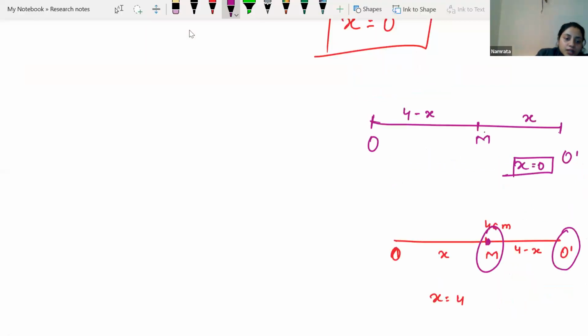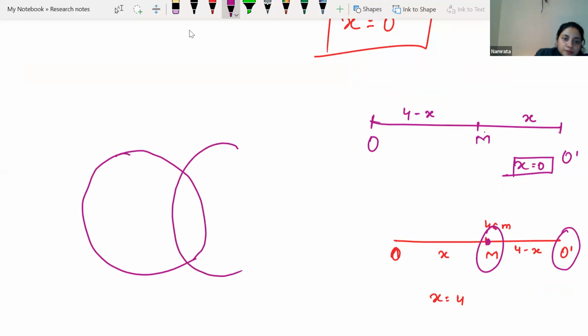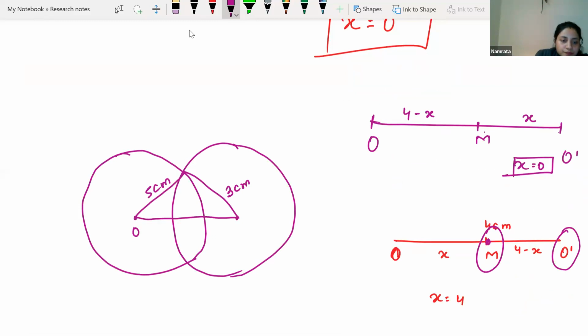So we can draw the figure like this. There is a circle like this. There is another circle like this. Let me see the question. Here, the first circle has radius 5 centimeter. The second circle has radius 3 centimeter. The distance between both is given. We have to find the common chord.